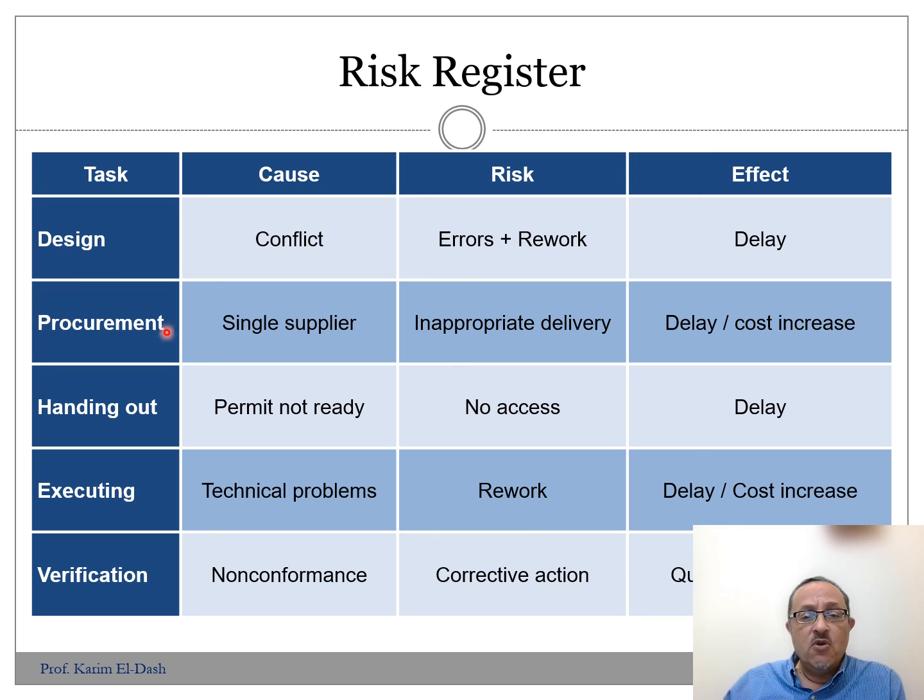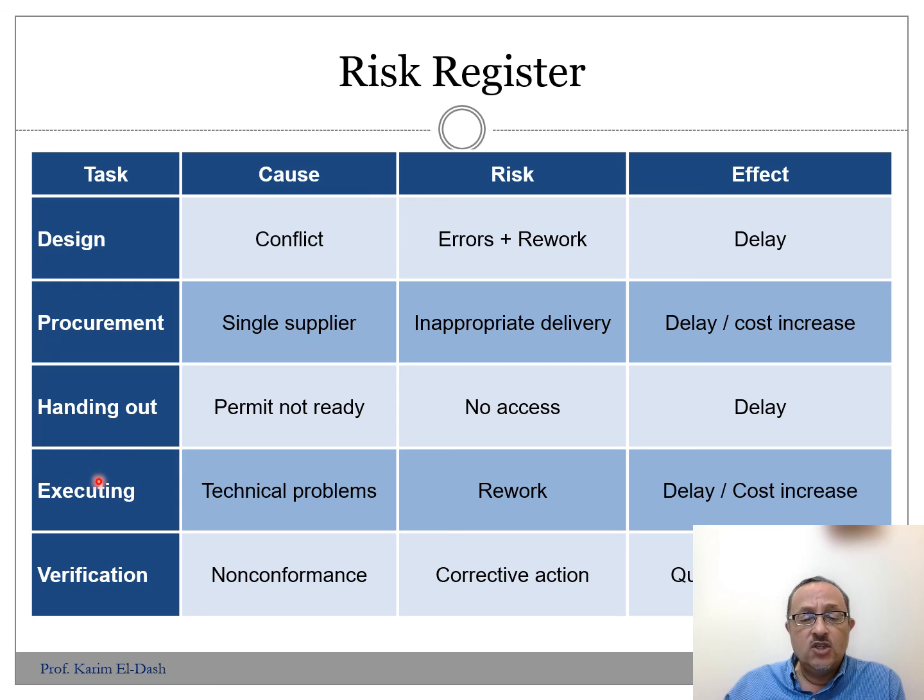The same for procurement processes. A single supplier could be a cause. We have to find multiple suppliers. In this case, we might have some challenges with the delivery. That might cause a delay for the duration of the project, and we might encounter some increase in the cost. Handing out is almost the same process, as is executing.